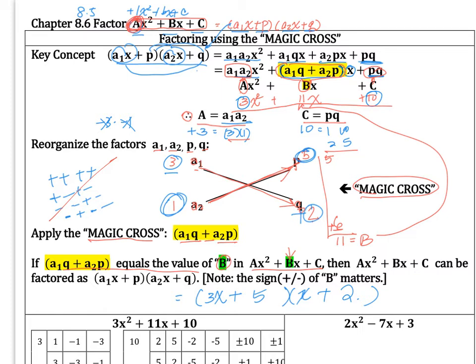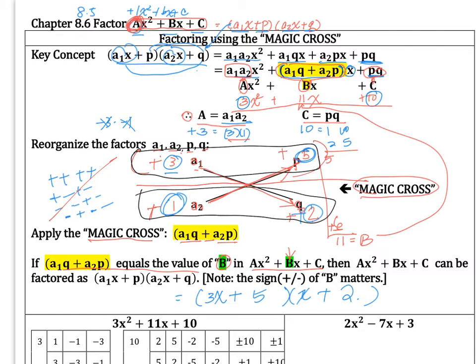And so once you find your factors, you need to pay attention to the signs. Since these factors, a1, a2, p, and q, are all positive, there's nothing to worry about. And basically, if you draw a line through this, you can look at this. This is one factor. Let me use black. This is one factor, 3x plus 5. And this is the other factor, x plus 2.